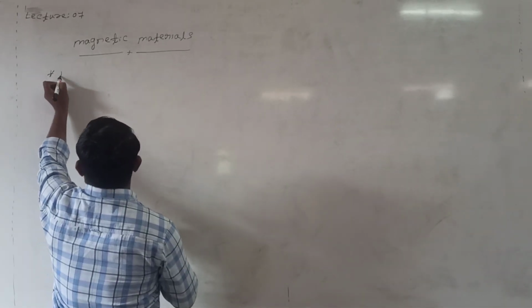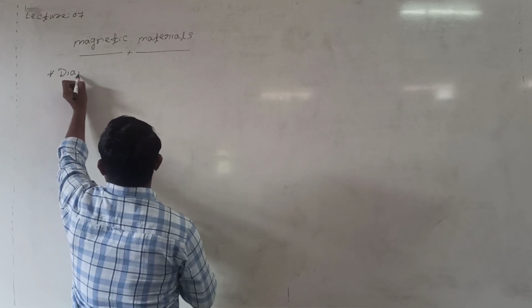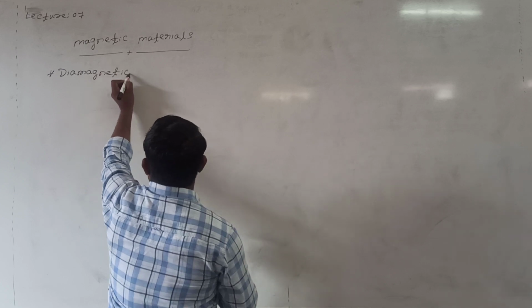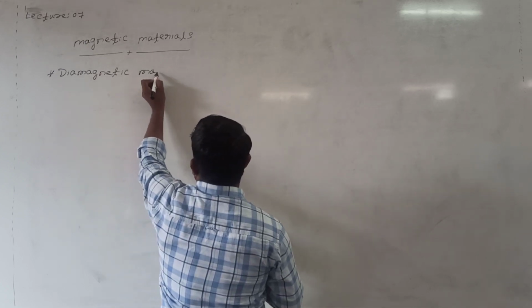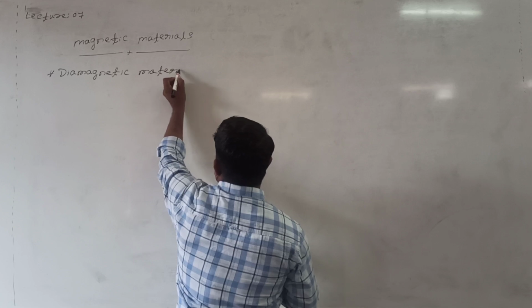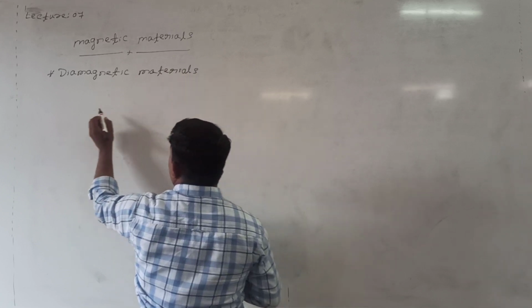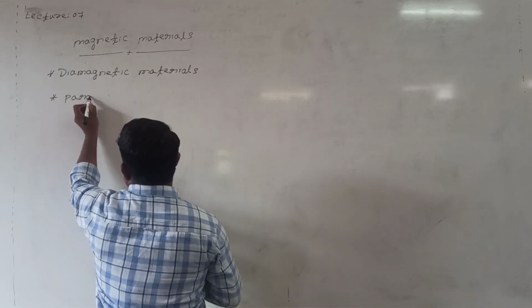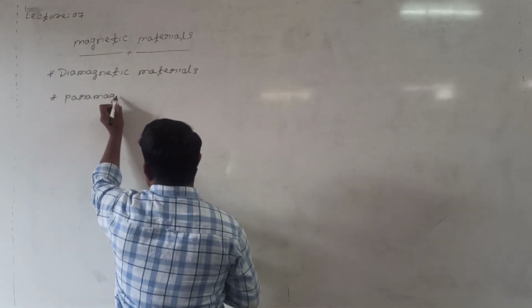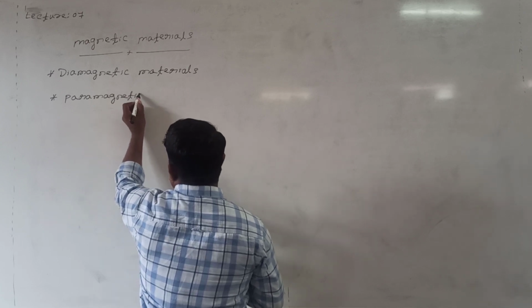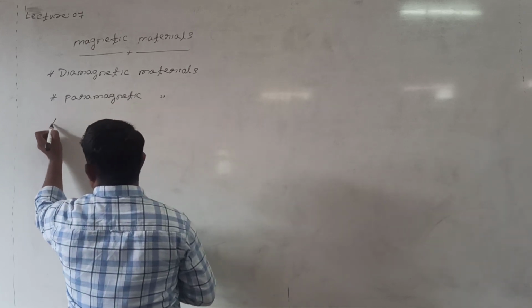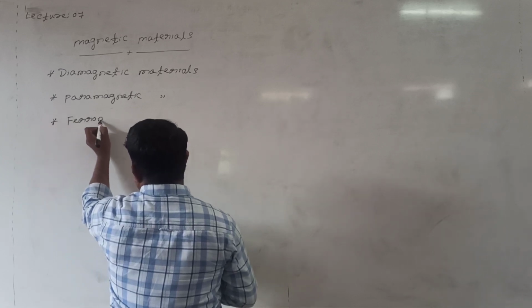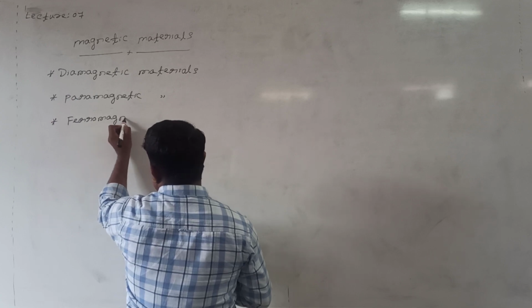One we call diamagnetic materials. Second is paramagnetic materials, and third is ferromagnetic materials.